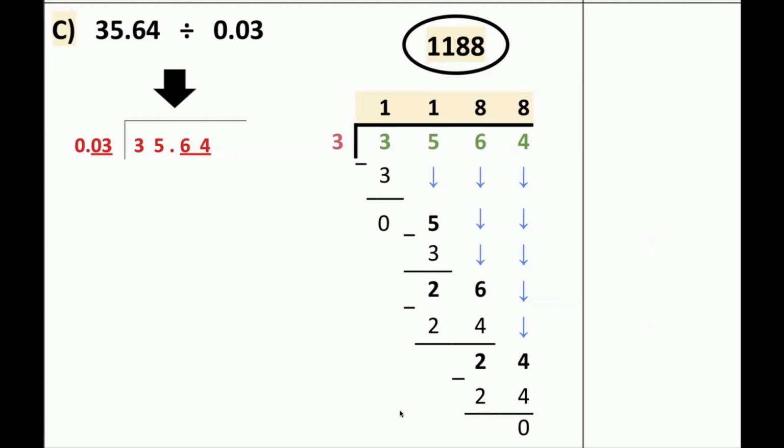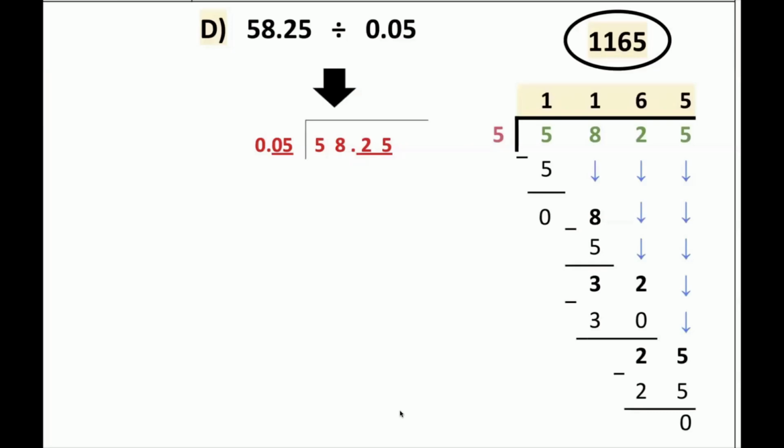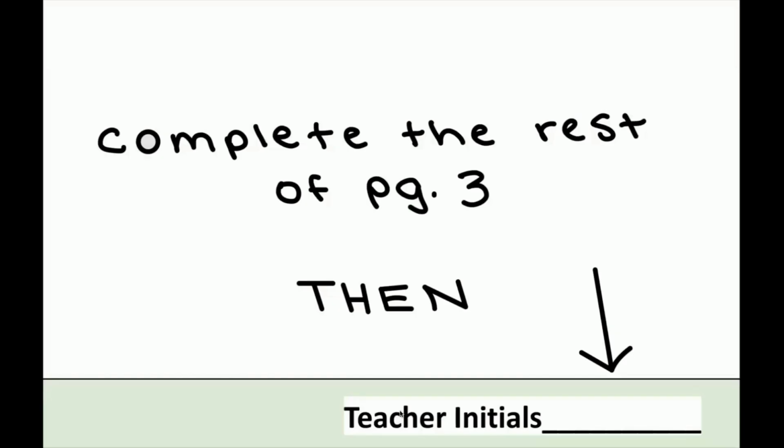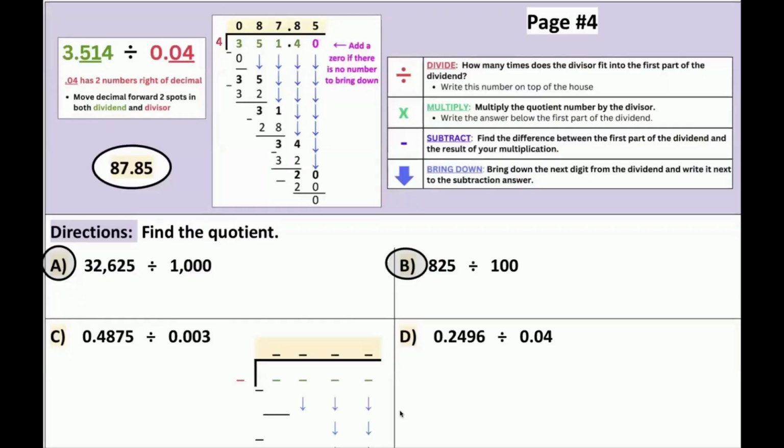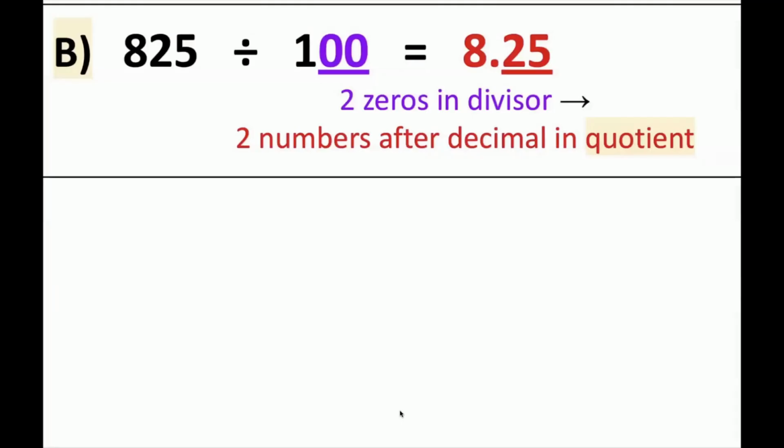Complete problem D, then come back to the video to check your work. Check your work for problem D. Pause the video. Complete the rest of page 3, then check in with your teacher to get additional feedback. Go ahead and complete A and B on page 4, then come back to the video. Check your work for problem B. This video will not go over problem A.